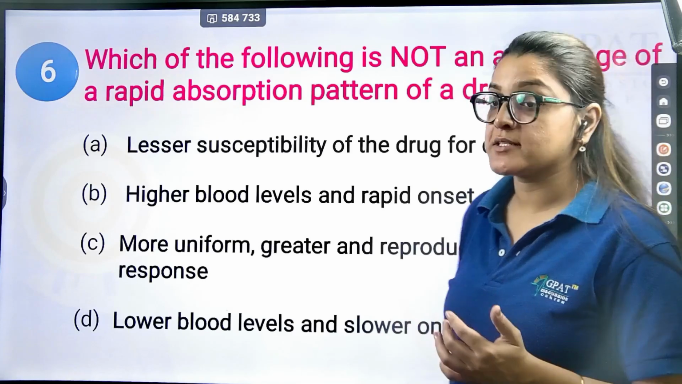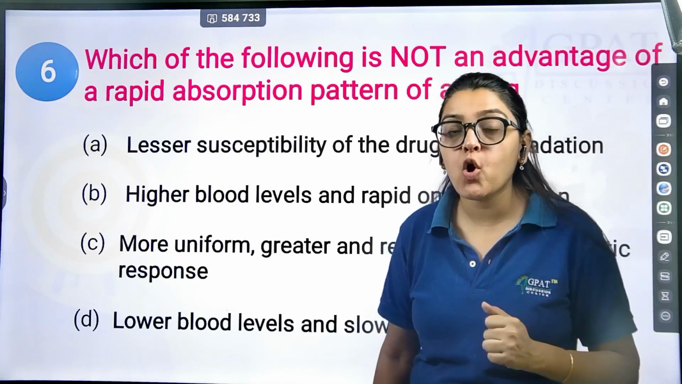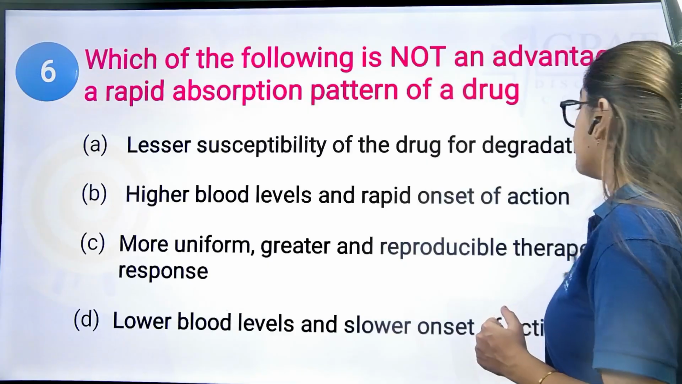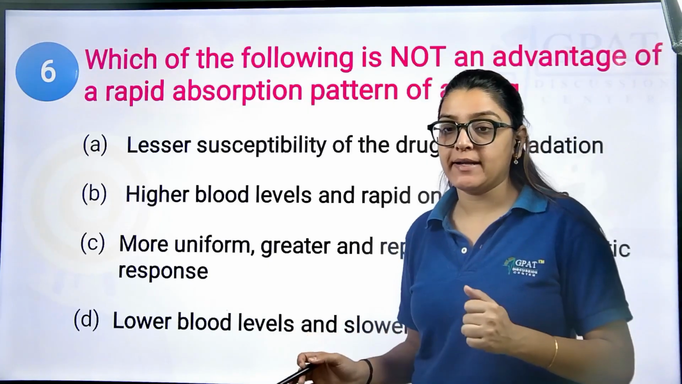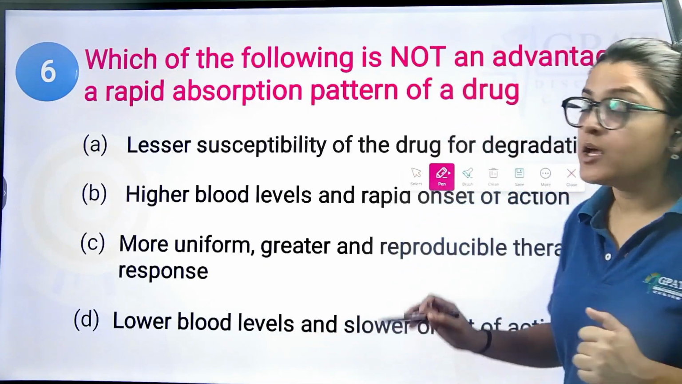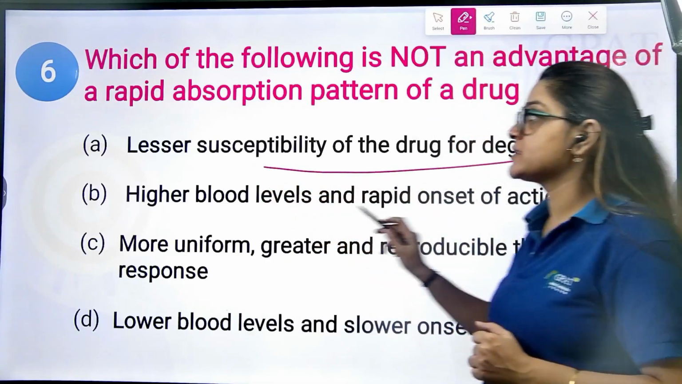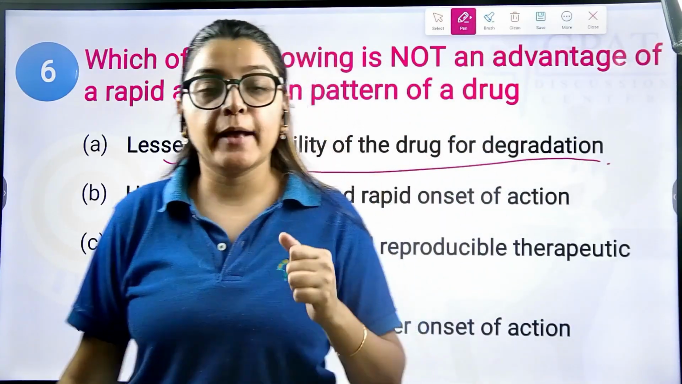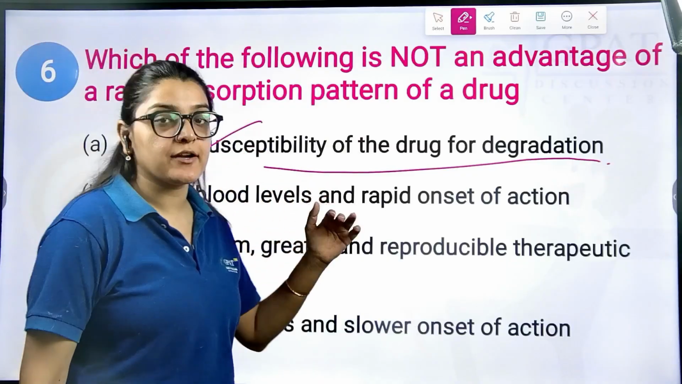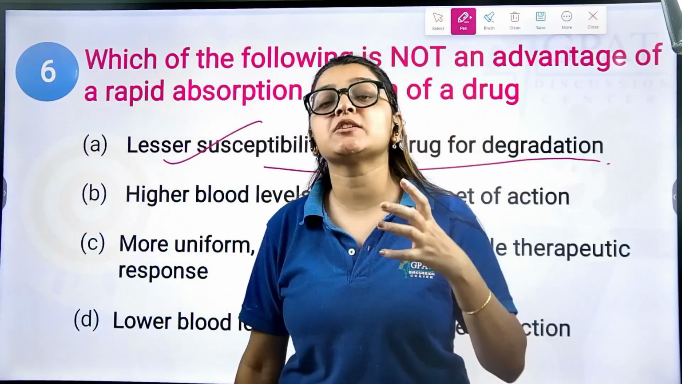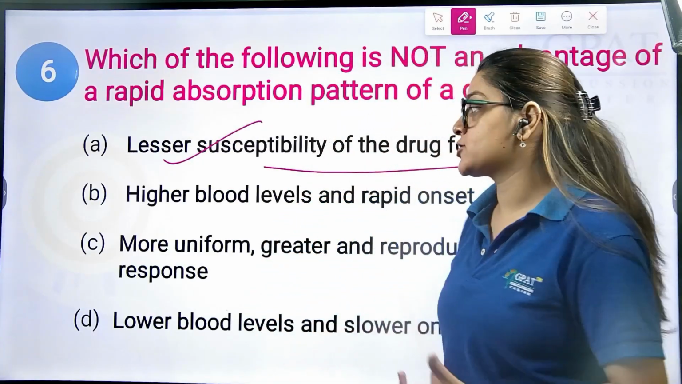Okay, next. Which of the following is not an advantage of a rapid absorption pattern of a drug? Not an advantage. Okay, right. So first, lesser susceptibility of the drug degradation. This is correct. If the drug is being absorbed quickly, then from the bloodstream it has started to absorb, so there will be much lesser chances of the degradation process.